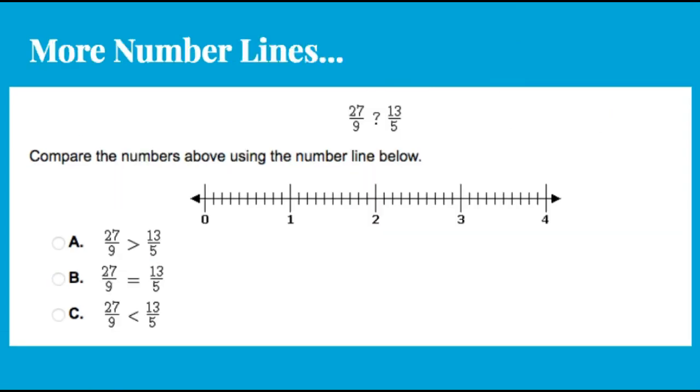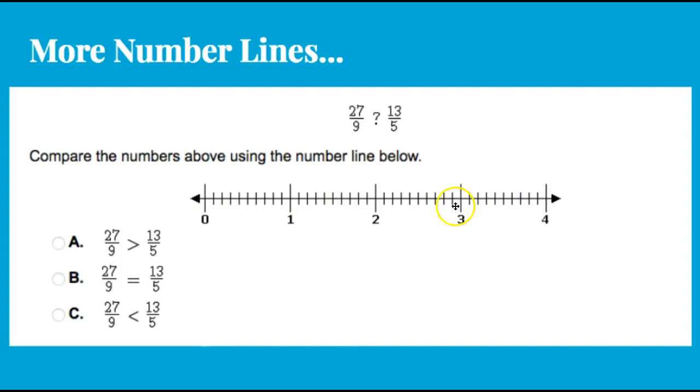More number lines. Compare the numbers above using the number line below. Well, here we're looking at improper fractions. Okay, we have 27/9 comparing to 13/5. Well, we have to go back and think about what improper fractions are. How do I get it? How do I compare it? I need to be able to convert these into mixed numbers so that I can find them on this number line, because my number line starts at 0.